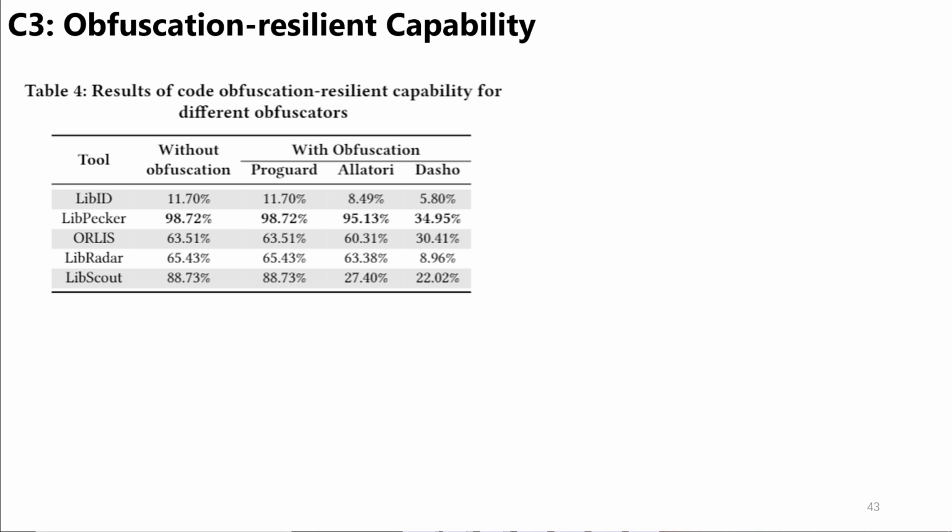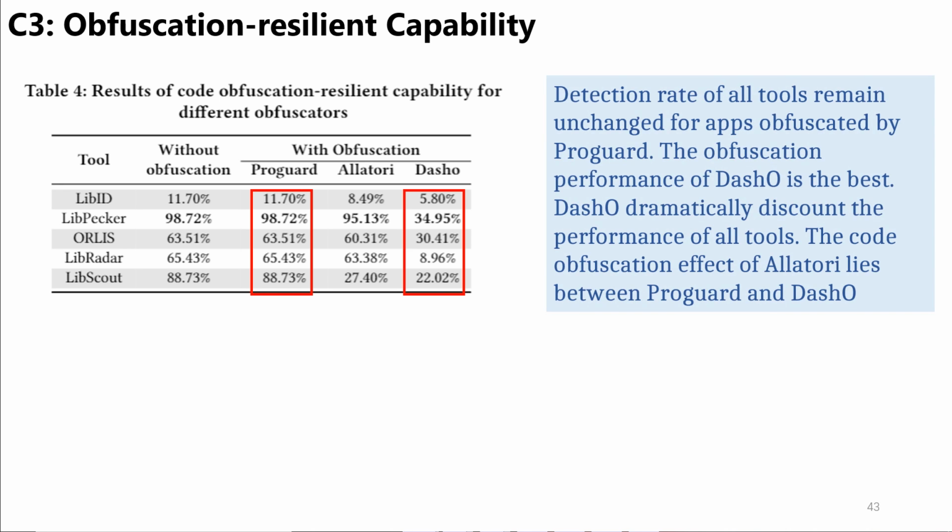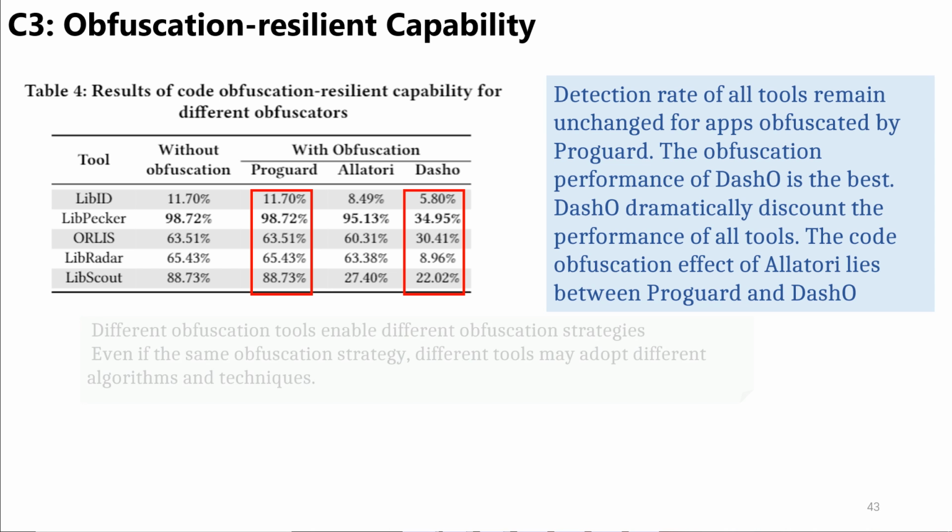Here is the detection result. We can see the detection rate of all tools remains unchanged for apps obfuscated by ProGuard. The obfuscation performance of -O is the best. -O dramatically discounts the performance of all tools. The code obfuscation effect of Allatori lies between ProGuard and -O.